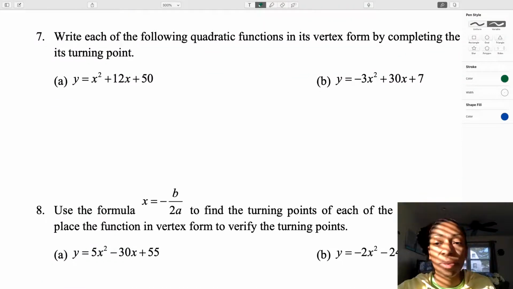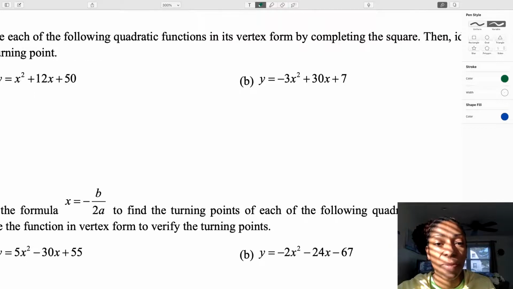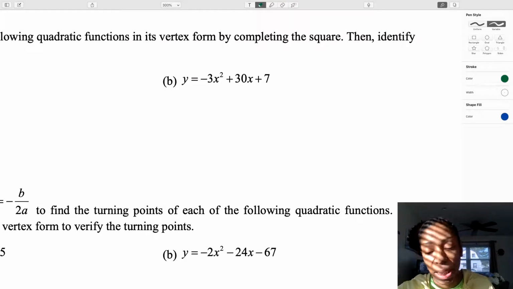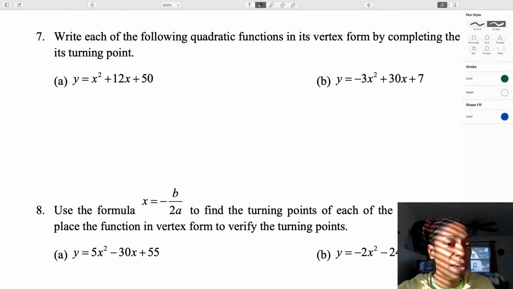Okay, number 7. Write each of the following quadratic functions in its vertex form by completing the square. Then identify its turning point. Okay, let's go. Make this a little bigger.